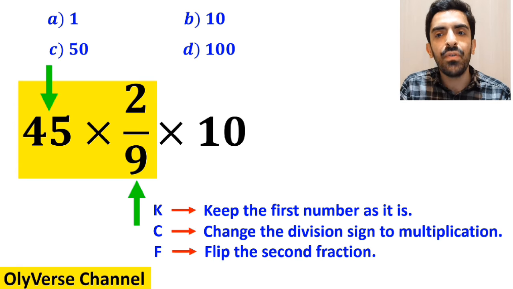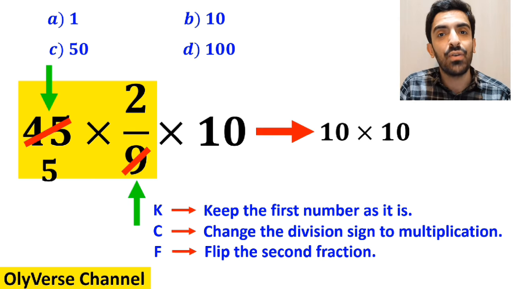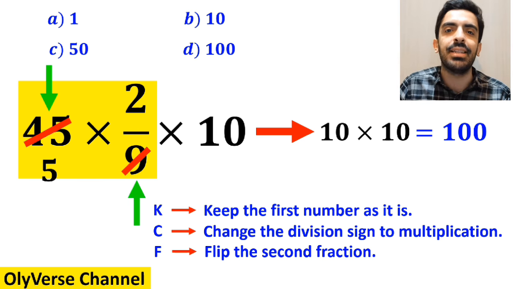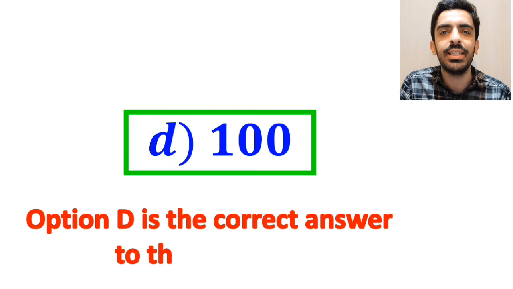Now, the number 45 cancels out with the 9 in the denominator and this expression simplifies to 10 multiplied by 10, which finally gives us the answer 100. Therefore, option D is the correct answer to this question.